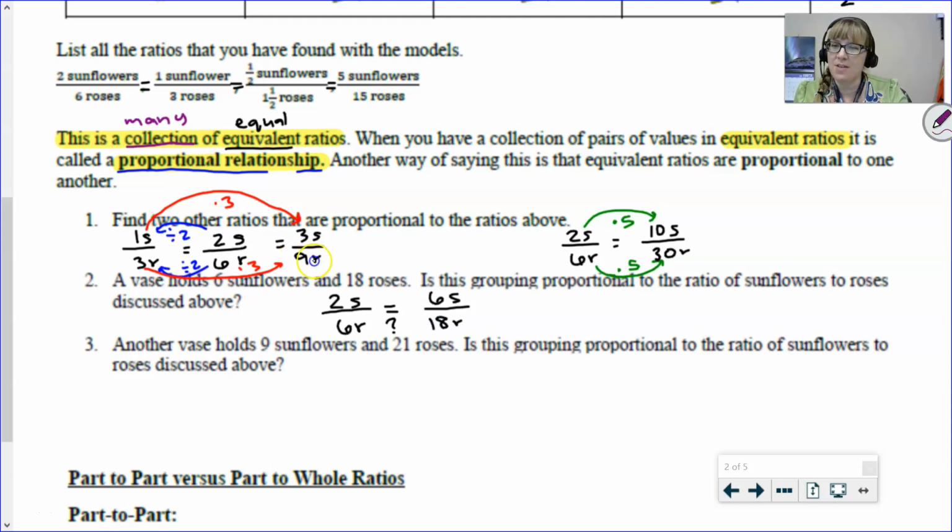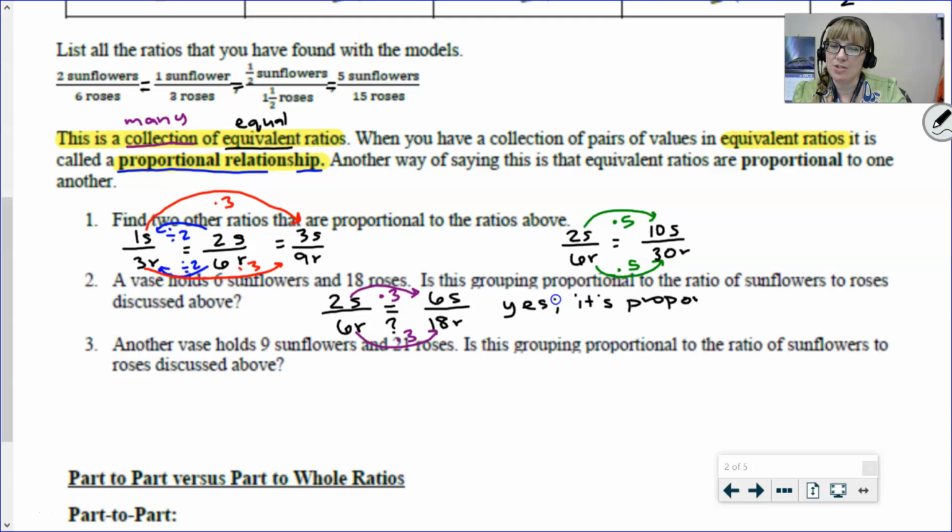So I might ask myself that question. How does a 2 change to a 6? We would multiply by 3. So if I take this 6 and I multiply it by 3, do I get 18? We do. So this would be proportional to what we already saw, what the existing ratio is.